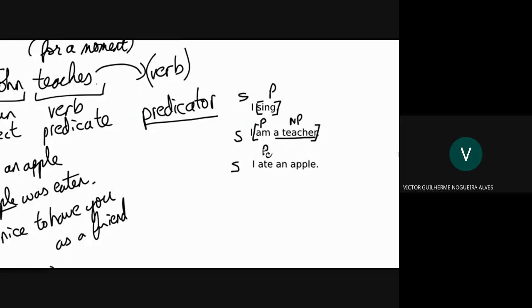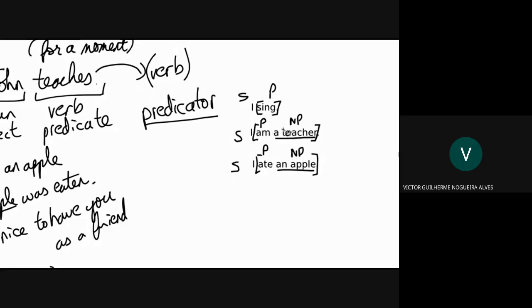We've got a predicator, ate, right? This is the verb that's in charge of the rest of the clause, right? Ate an apple. And this is another noun phrase. It's very similar, a determiner and a noun. But I hope you can see that even though these are both noun phrases, they function in a different way, right? So let's see how they function.